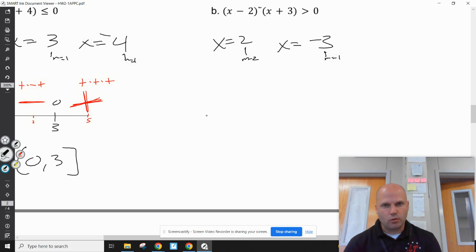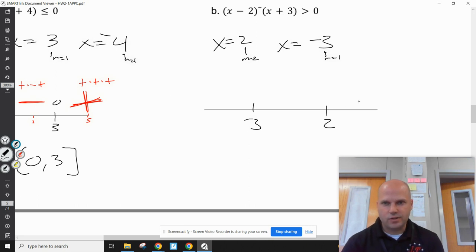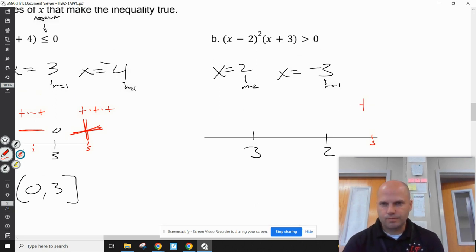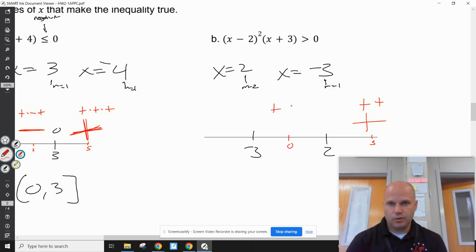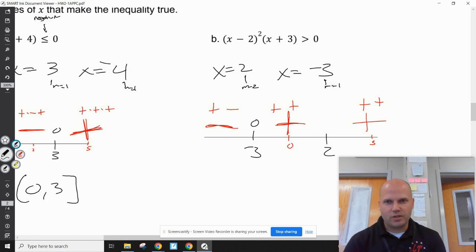Again, just test points, and then we'll go on from there. Negative 3, 2, make sure you put them in order. Looking at signs, using a test point. 3. 3 minus 2 squared, positive. 3 plus 3, positive. 0. 0 minus 2 is negative, but then squaring it makes it a positive. 0 plus 3 is positive. Okay, that's a positive. Negative 5. Negative 5 minus 2 squared is positive. Negative 5 plus 3 is negative. So negative. These are zeros, so put down that we have a 0.